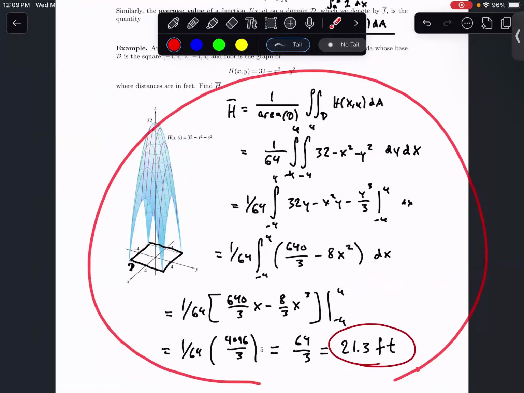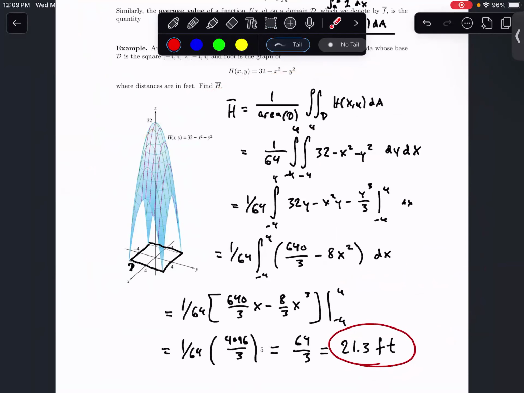Any questions about this problem involving average value?